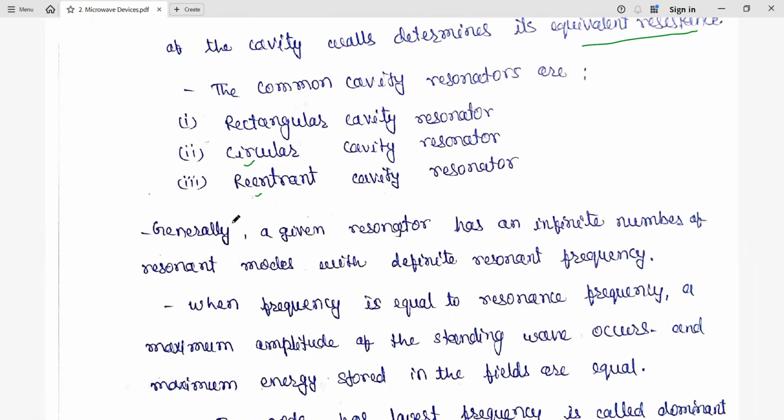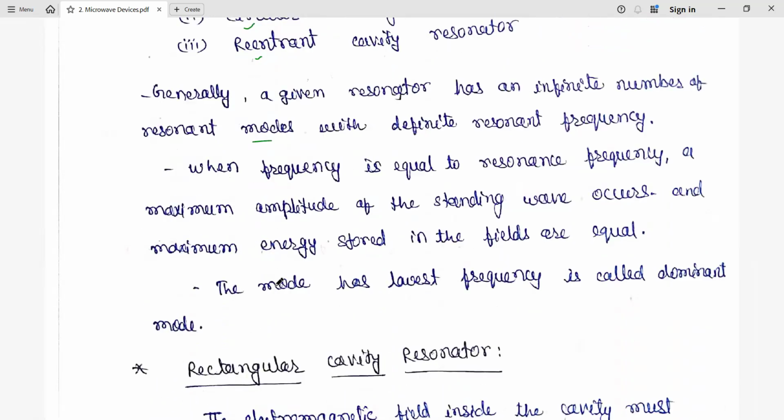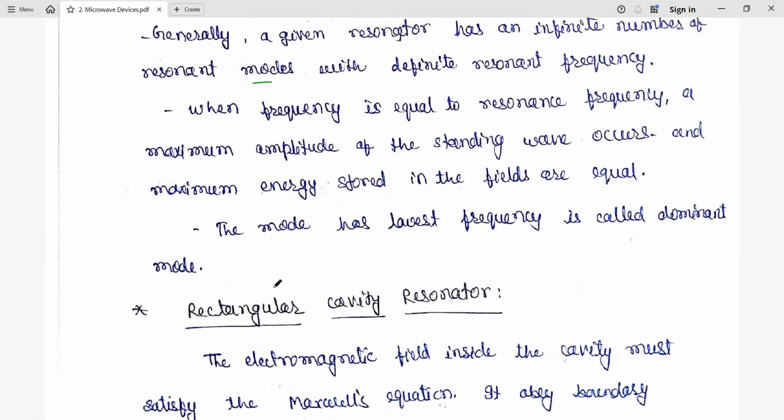So what are resonators? They have an infinite number of resonant modes with different resonant frequencies. For a particular frequency, there is a particular mode. The mode we get for a given resonant frequency is called a resonant mode, so there are infinite resonant modes. When the frequency of the system is equal to the resonance frequency, we have the maximum amplitude of the standing wave.